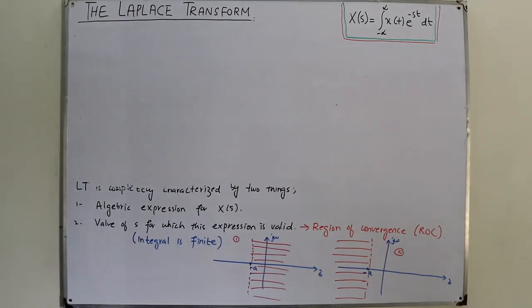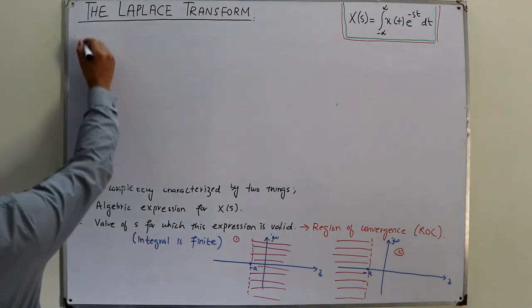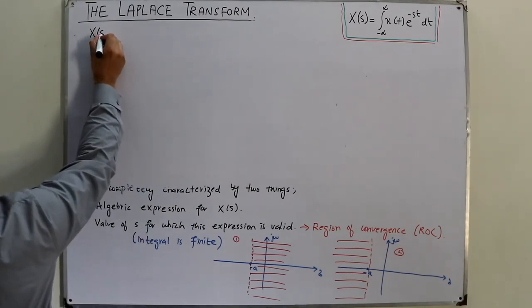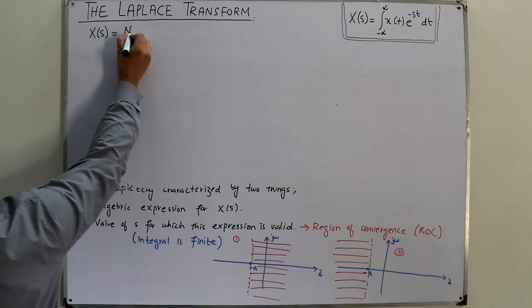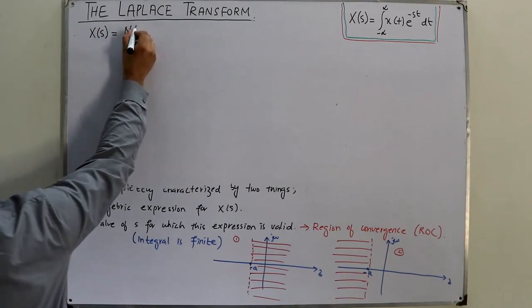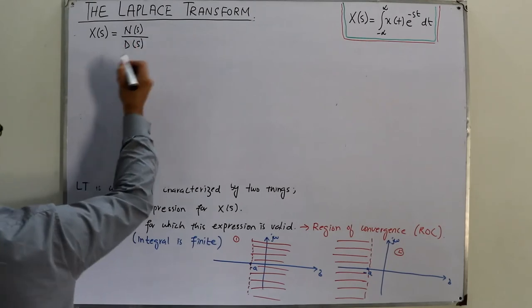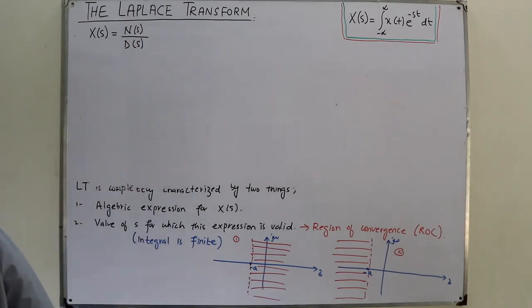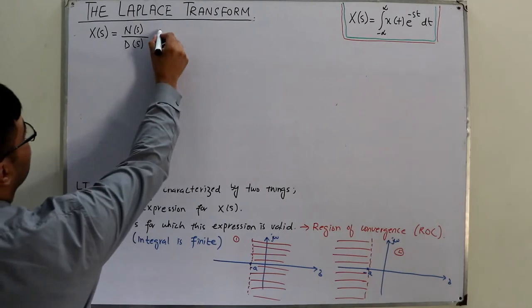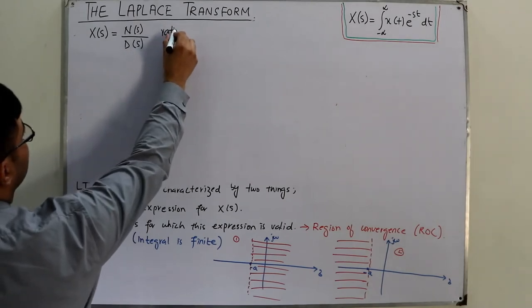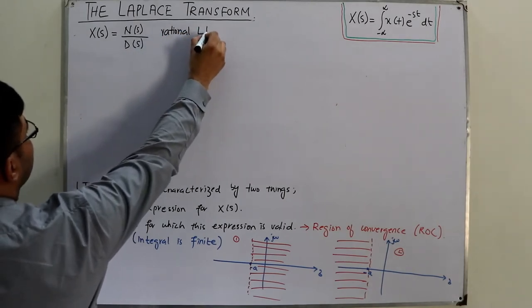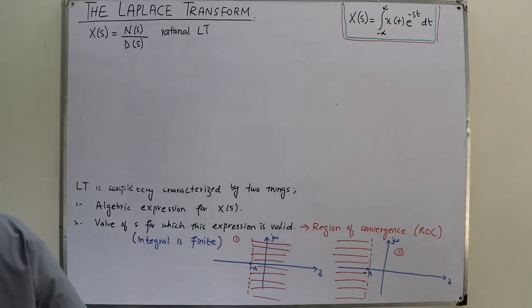Okay. So most of the time we would have the Laplace transform in a fraction form, which means X of s would be some numerator as a function of s divided by the denominator as a function of s. This is called a rational Laplace transform.